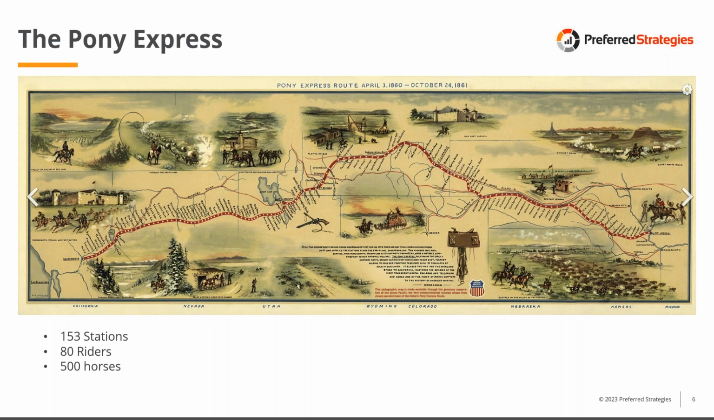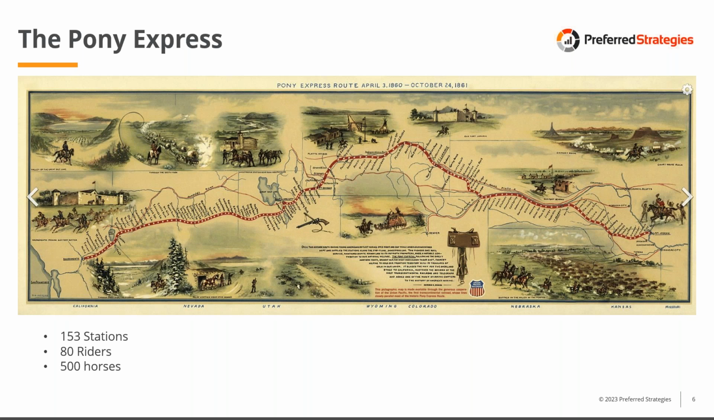And that really made it real to me. Instead of just a TV show or a history, here's a place that I'd heard of. It's actually a fascinating story. The Pony Express was 153 stations from St. Joseph, Missouri to Sacramento, California.